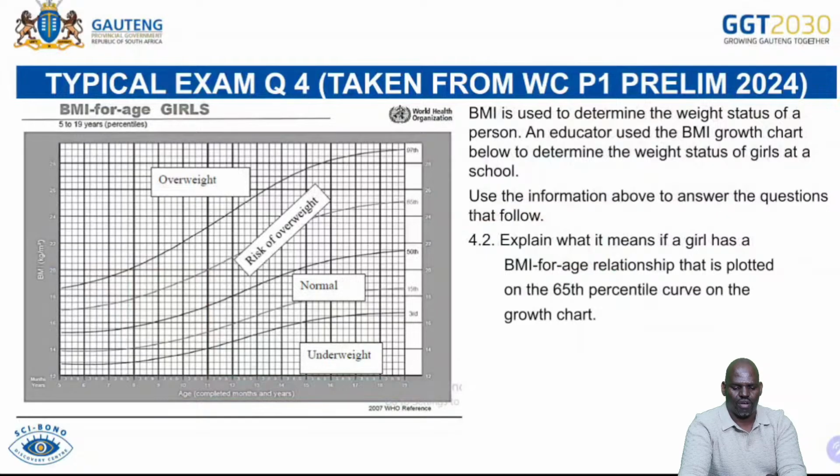Then we've got 4.2, explain what it means if a girl has a BMI for age relationship that is plotted on the 65th percentile curve on the growth chart. Now we need to understand what we mean by a person being on a certain percentile.